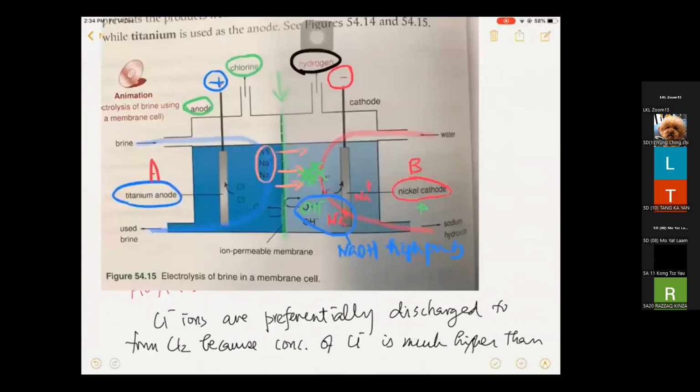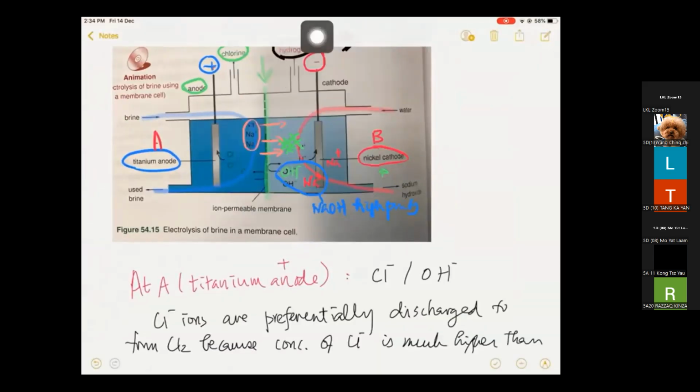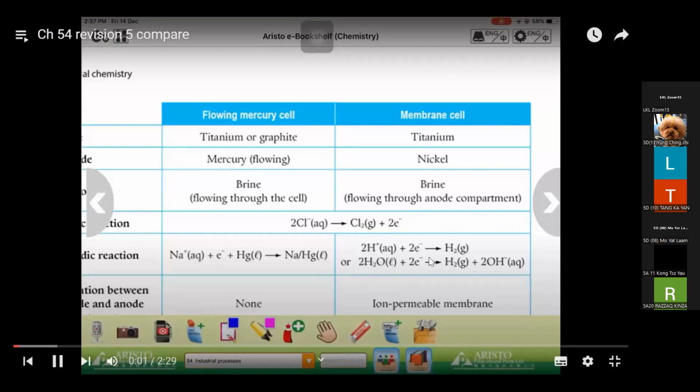Lastly, let's look at this diagram once again. Hydrogen gas is produced. Okay, as a result of the electrolysis of brine solution using the membrane cell, and the hydrogen therefore formed can be used for Haber process. Now, comparison between a flowing mercury cell and a membrane cell.